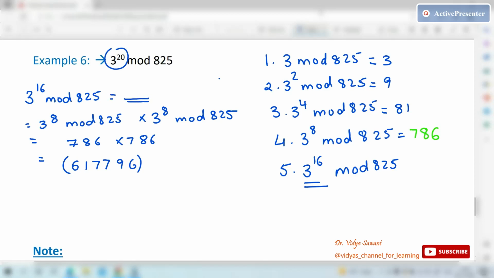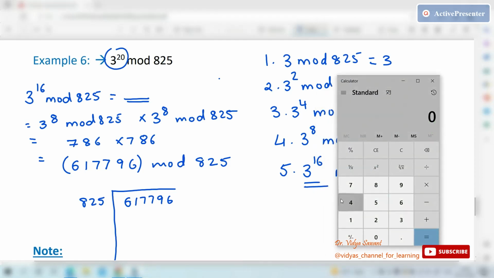Now this happens to be a large number, and as I told you, the answer of any computation has to be between 0 to b minus 1. That is, this number has to fall between 0 to 825. But this is very large, so you are supposed to do modular arithmetic again on this. Now let us check out how to do this modular arithmetic. 617796 divided by 825. I've taught you this particular method in the previous video. However, I'll solve this one question again and show it to you.